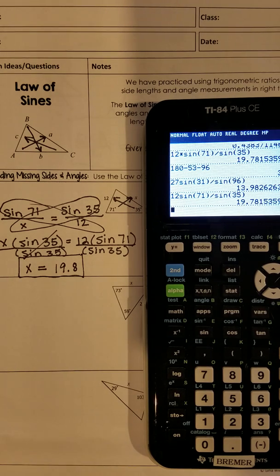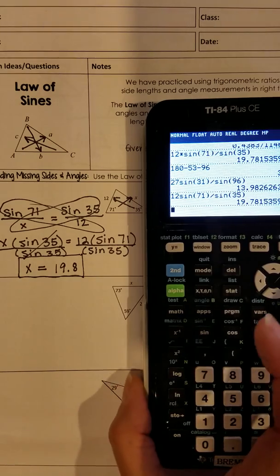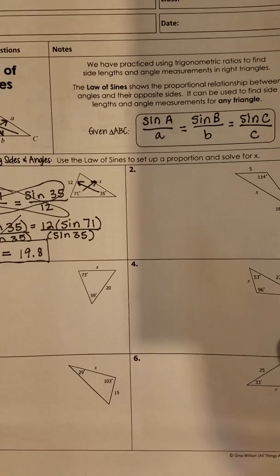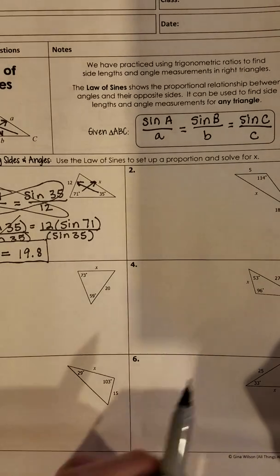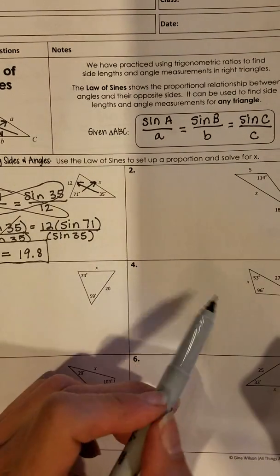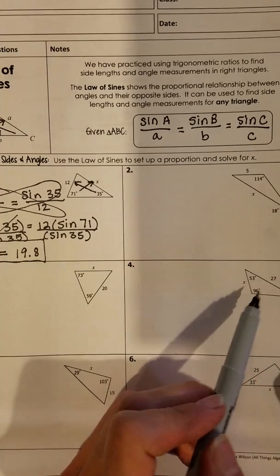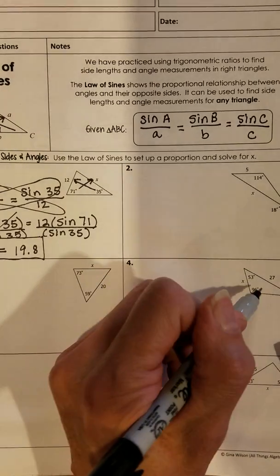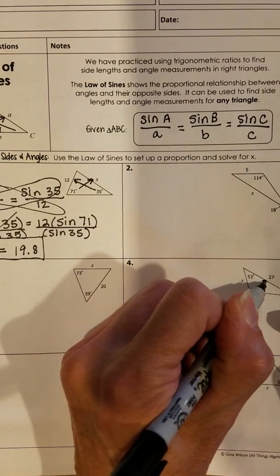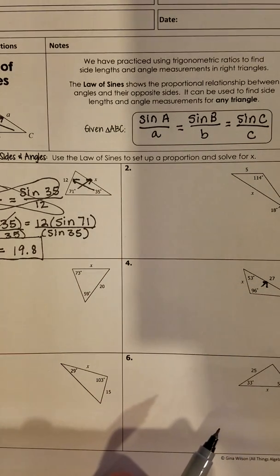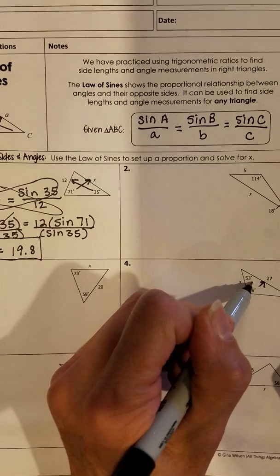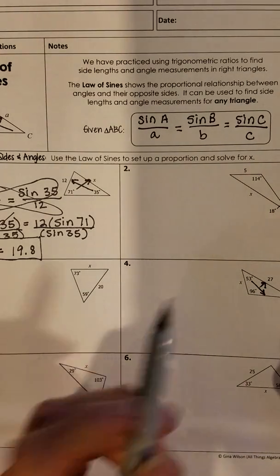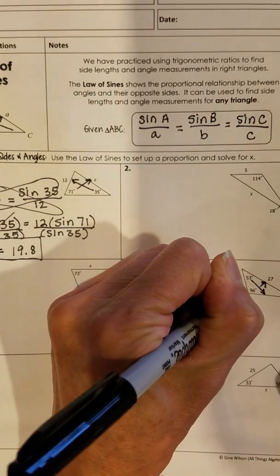Okie doke. All right, one more involving side lengths. We're going to look at number 4. Number 4 is slightly different than number 1. Doesn't look that way though. We have 2 side lengths and 2 angles, but look: 27 is across from 96. That's great. But what's across from 53? We don't know. We need x. We need to find x.